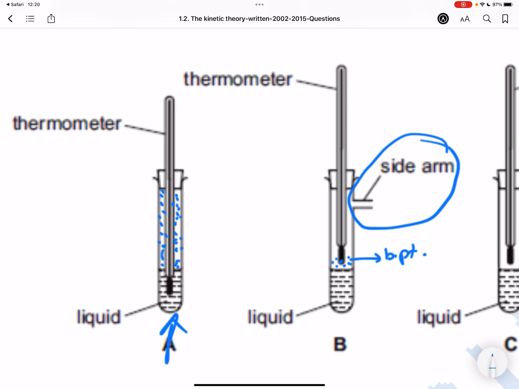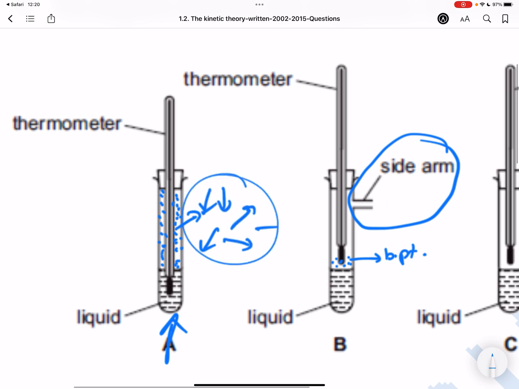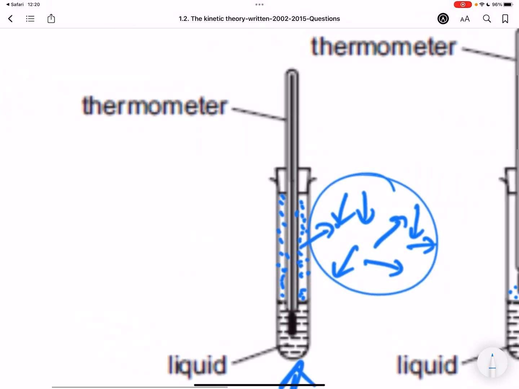And what happens when the gas becomes hotter? It moves faster, right? Because the temperature is high. It moves faster randomly in all directions. And when that happens, pressure increases. All right. So what happens when pressure increases? The bung will be expelled, or the test tube will break.